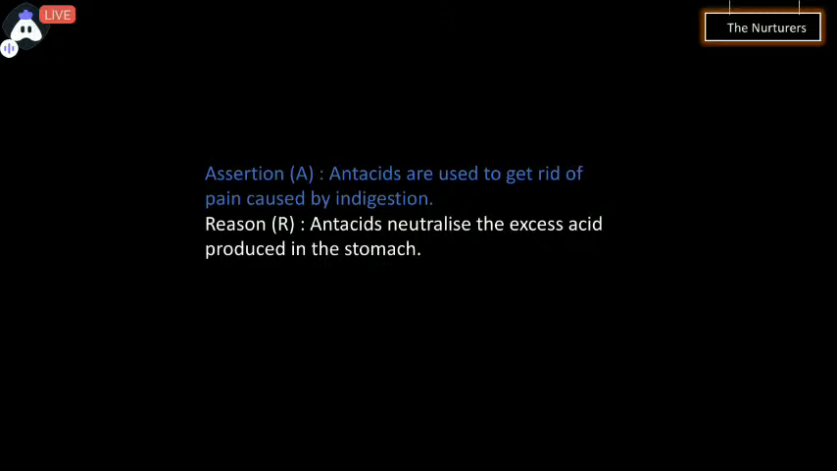acids are released. Now the reason: Antacids neutralize the excess acid produced in the stomach. What is the function of antacids? Antacids neutralize the excess acid present in the stomach. So as per the question, what is the correct answer?